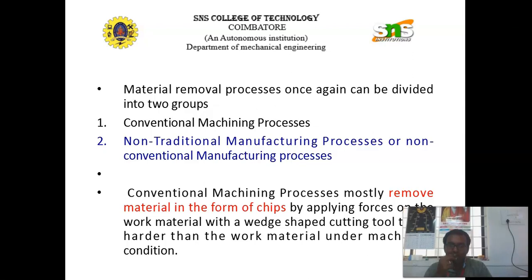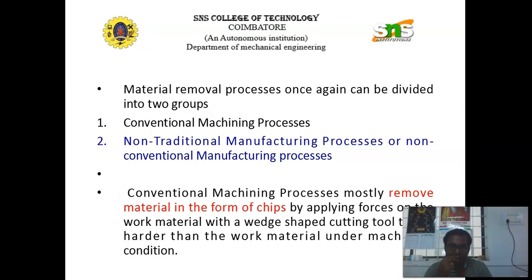Material removal processes can once again be divided into two major groups. They are of two categories, namely the conventional machining process and the non-traditional or non-conventional manufacturing process. Conventional machining processes mostly remove material in the form of chips by applying forces on the work material with a wedge-shaped cutting tool that is harder than the work material under machining conditions.